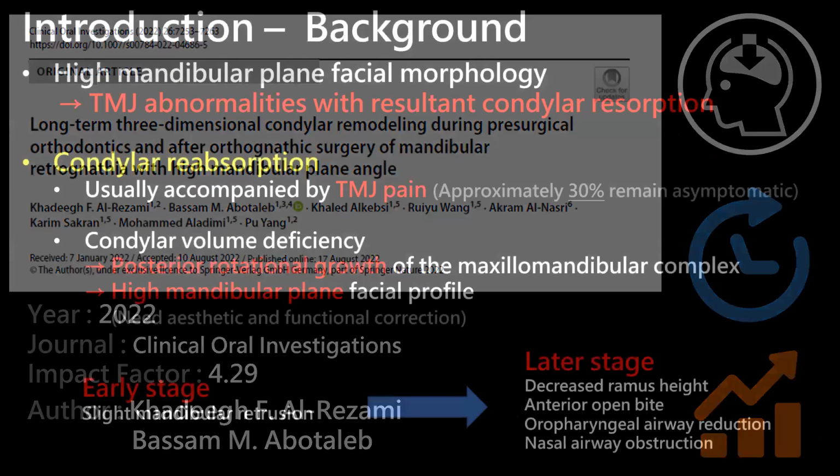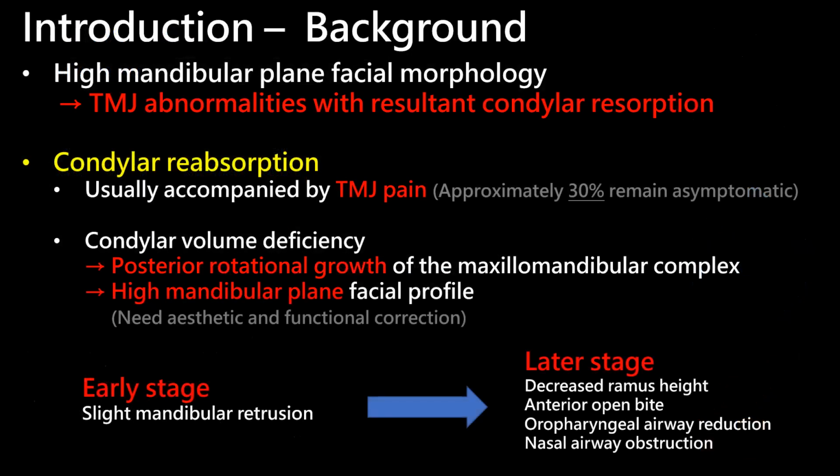For the introduction, the high mandibular plane facial morphology was the most dominant facial profile that experienced TMJ abnormalities with resultant condylar resorption. The condylar resorption is usually accompanied by TMJ pain. However, 30% of patients remain asymptomatic. Condylar volume deficiency will cause posterior rotational growth of the maxillomandibular complex, and also the high mandibular plane facial profile, which will need aesthetic and functional correction.